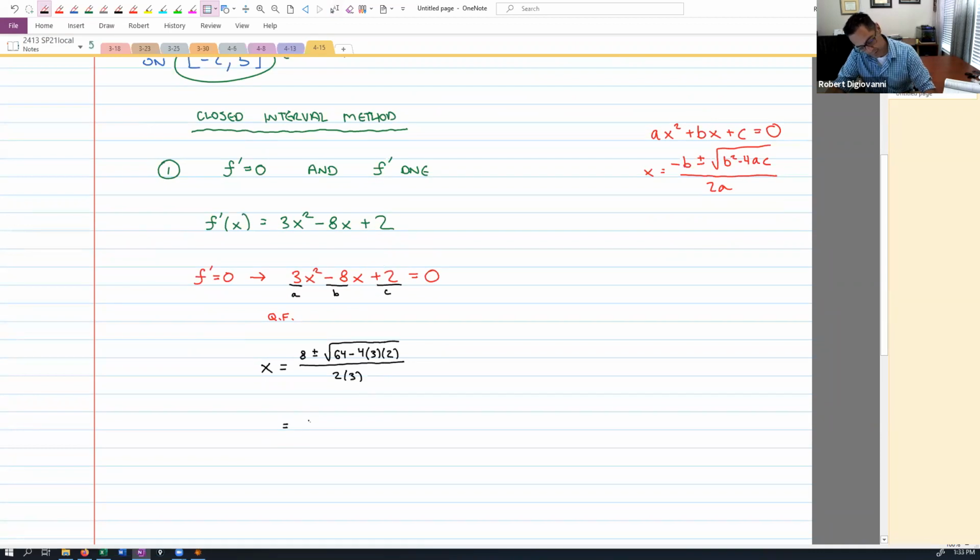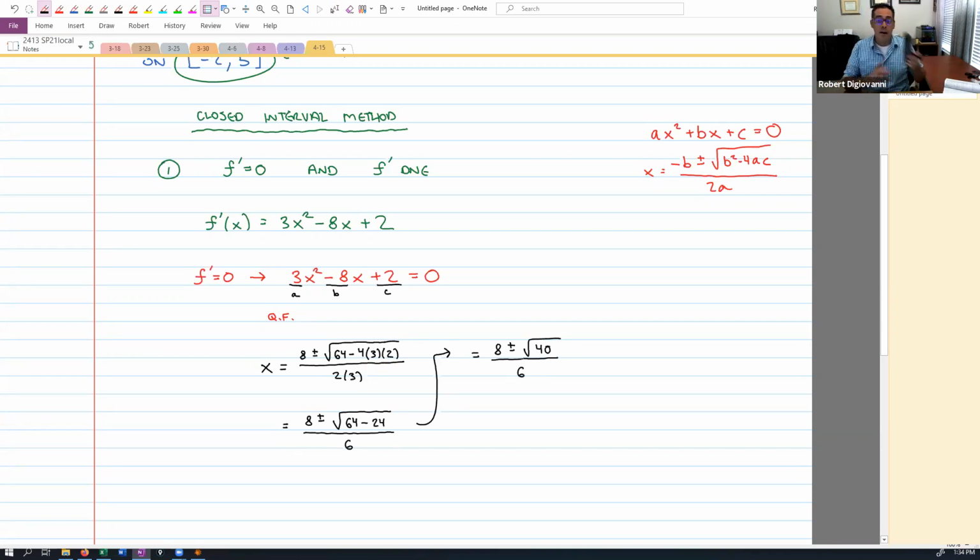So I get 8 plus or minus the square root of 64 minus, so I'm going to multiply those together. That's 24, all over 6, which equals 8 plus or minus the square root of 40 over 6.